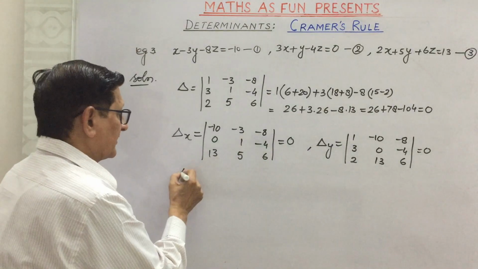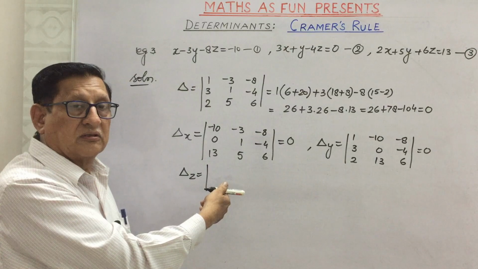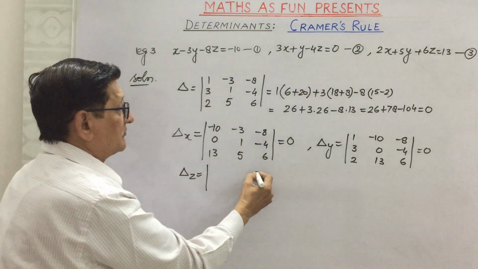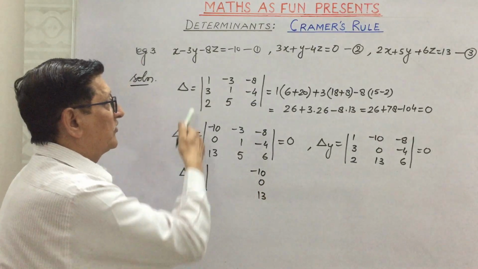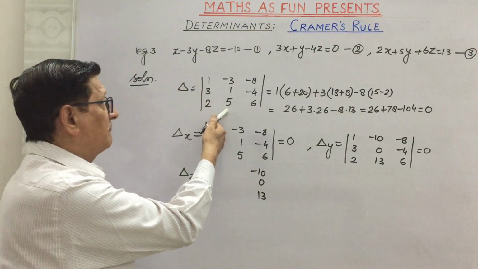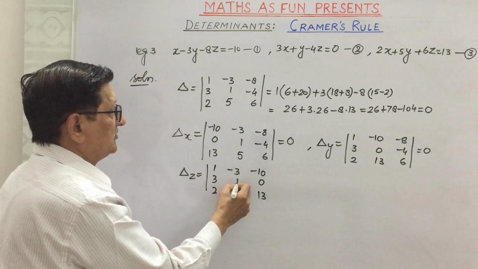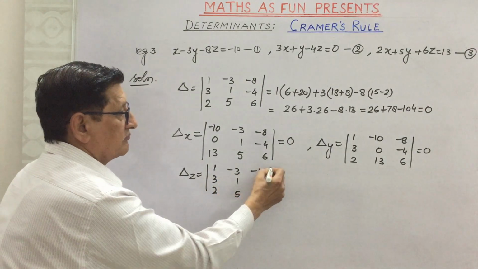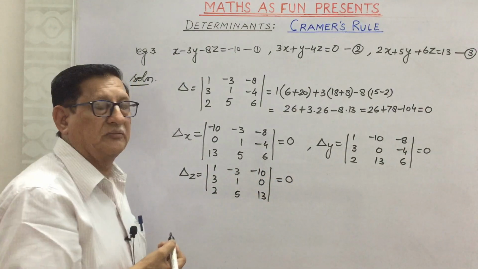Then we go for delta z. Here we replace the third column by the constant terms, and here it comes as minus 10, 0, 13. The first and second columns will remain same. That is 1, 3, 2, minus 3, 1, 5. And the value of this also when we calculate is coming 0.